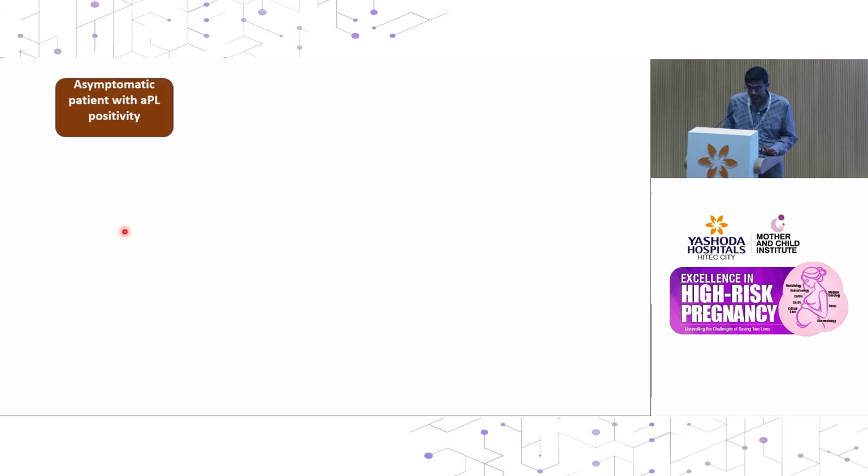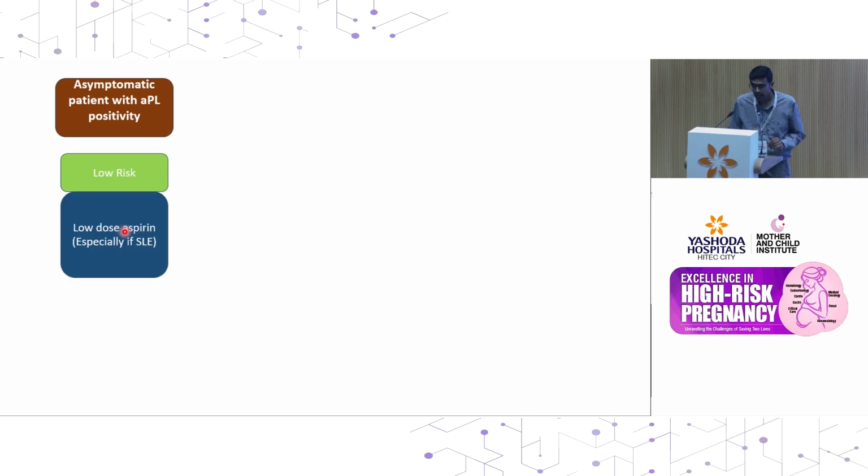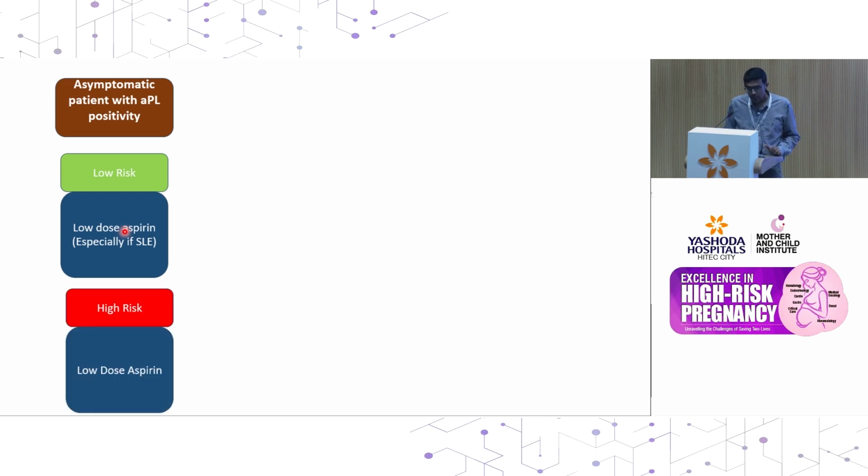So this is my last slide, which is how we manage. The first scenario is an asymptomatic patient with antiphospholipid antibodies positive. The patient may have been tested for any reason. She is positive with no symptoms whatsoever. Or she may be a case of SLE in which we routinely test. She may be positive with, again, no thrombotic and no obstetric history. How do we go about it? Again, we classify it as low risk or high risk, as I already told. In both these patients, aspirin should be given. So if an asymptomatic mother is there, low dose aspirin is required.